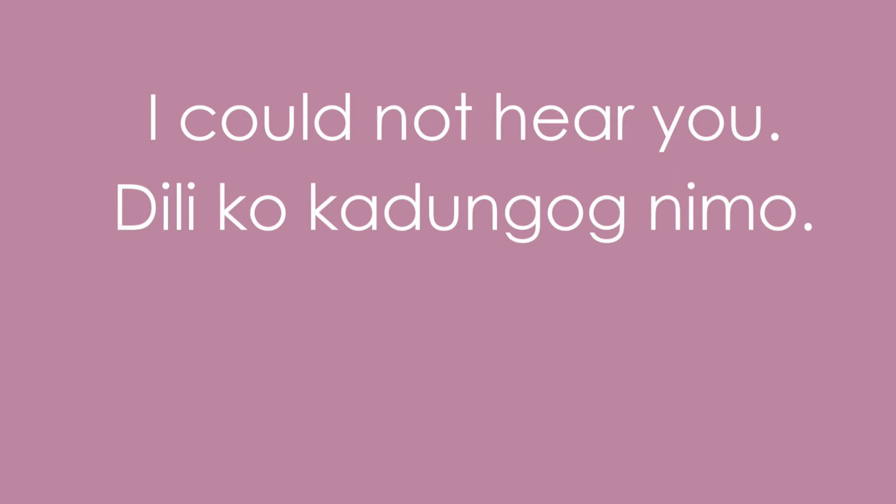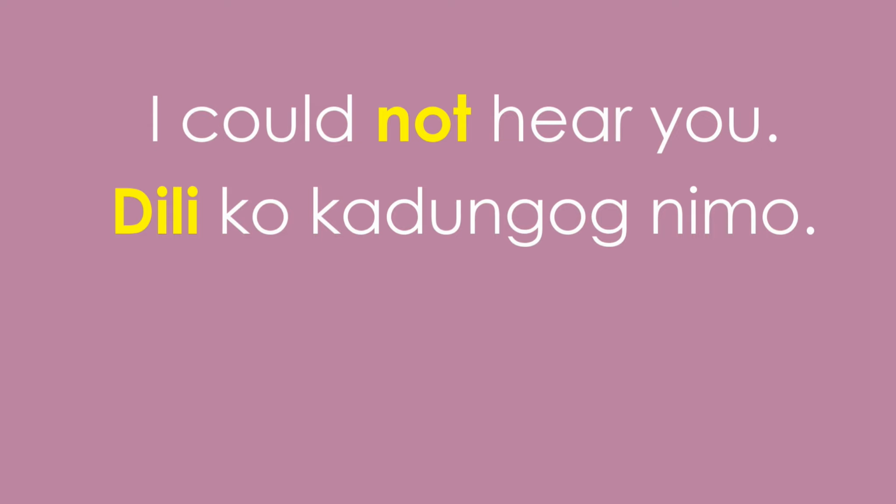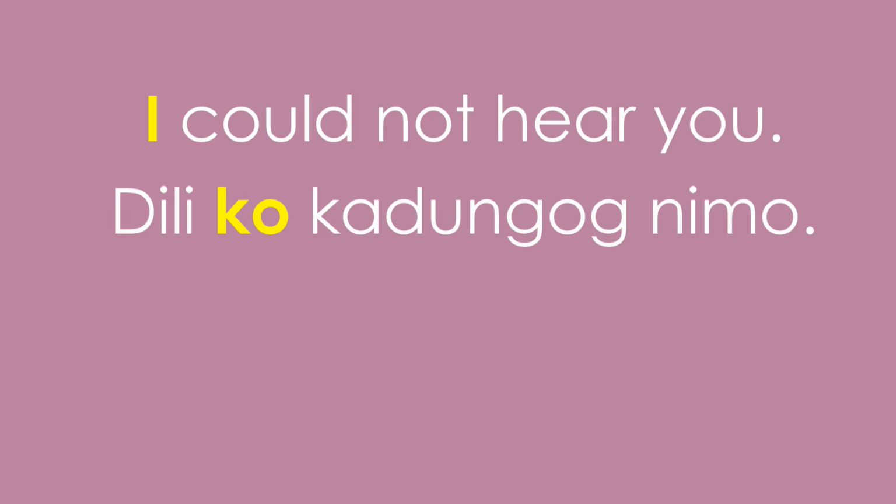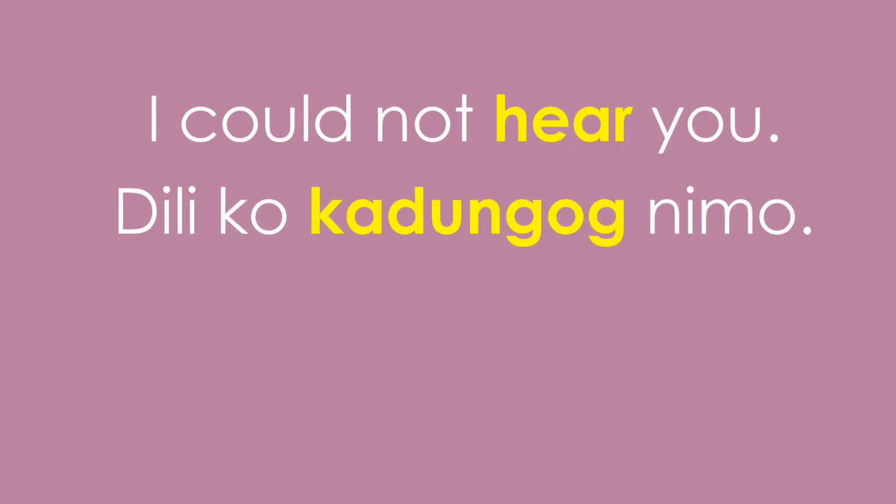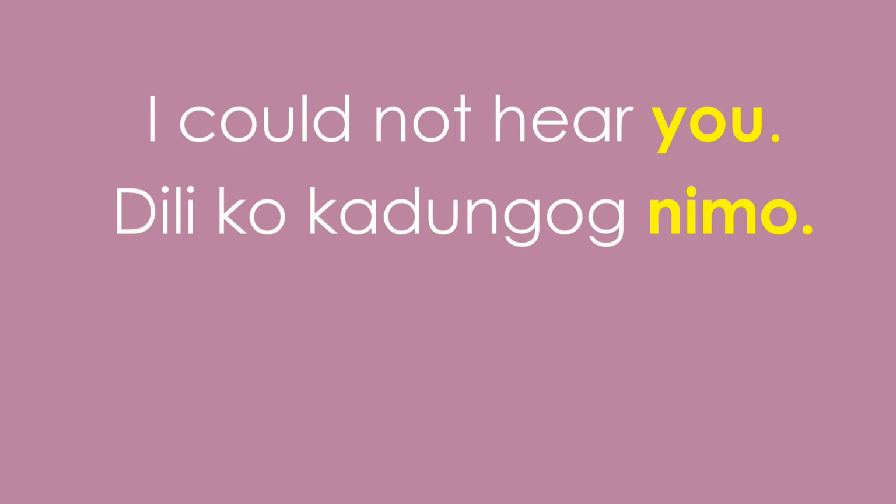Dili is no or not in this case. Notice that the negation, such as dili, comes first, and then the subject, and then the verb, and then the personal pronoun. Okay? Next, I is ko. Here is kadungog. Kadungog. And then you is nimo. It's not Nemo, it's Nimo. Nimo. Now let's practice and repeat after me.